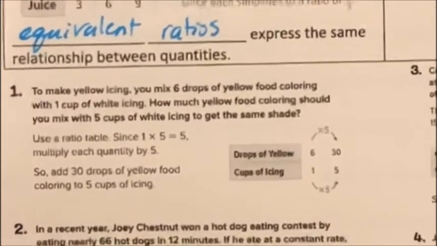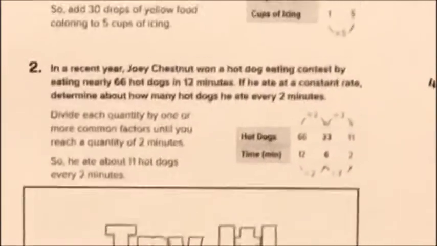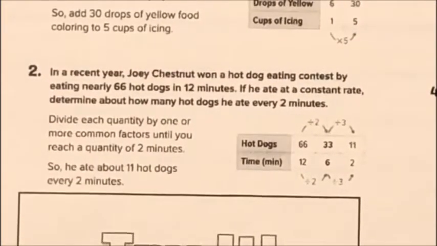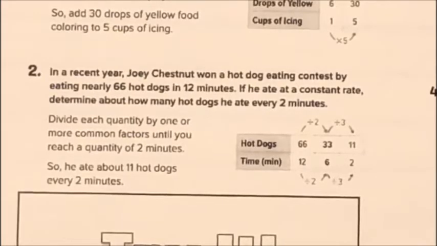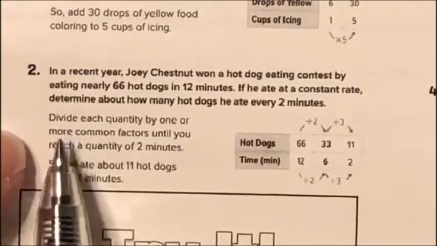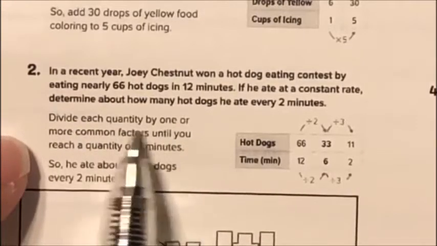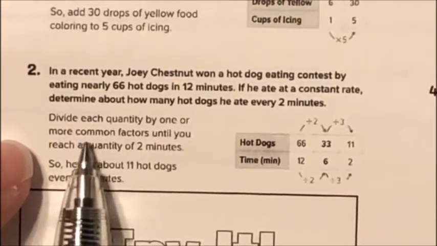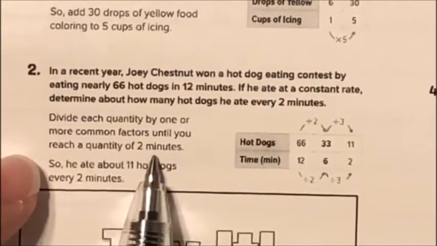All right, number 2 says, in a recent year, Joey Chestnut won a hot dog eating contest by eating nearly 66 hot dogs in 12 minutes. If he ate at a constant rate, remember constant means the same, determine about how many hot dogs he ate every 2 minutes. So I'm going to divide each quantity by 1 or more common factors until you reach the quantity of 2 minutes.